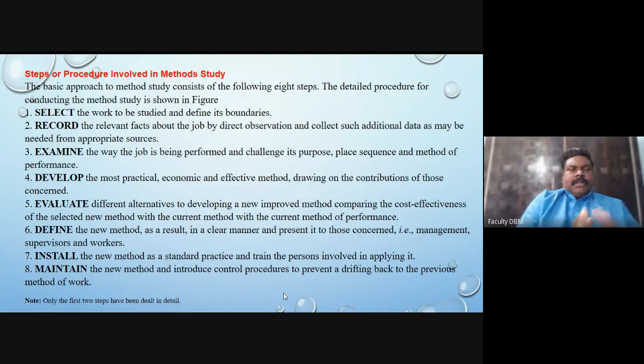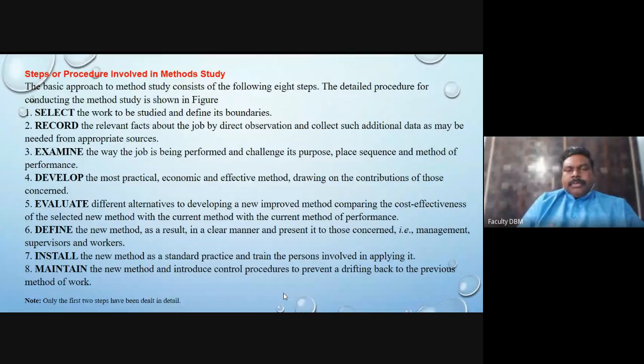Select the work to be studied and its boundaries. Record the relevant facts about the job by direct observation and collect additional data as may be needed from appropriate sources. Examine the way the job is being performed and challenge it. If you take the job of taking a class, how efficient the class is going, whether we need to change something, add something or remove something, that we can examine. Challenge its purpose, place, sequence and method of performance.